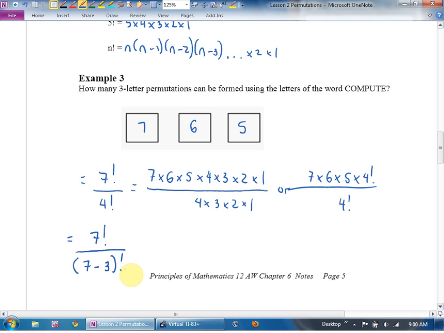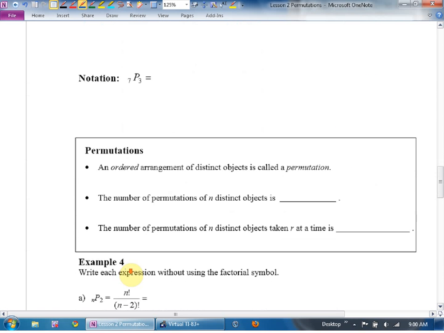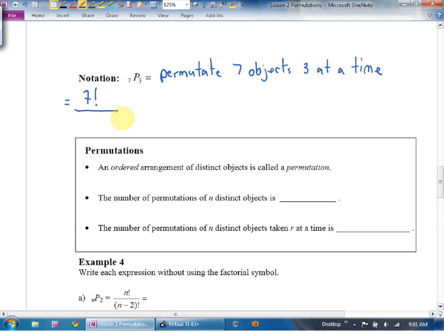In fact, the notation is this: 7P3. This means permutate 7 objects 3 at a time. Mathematically, it means 7 factorial all over 7 minus 3 factorial, yes, 4.